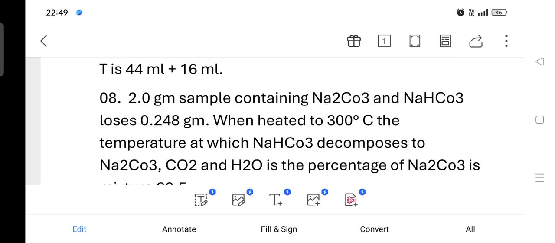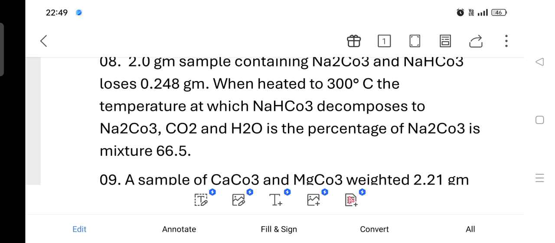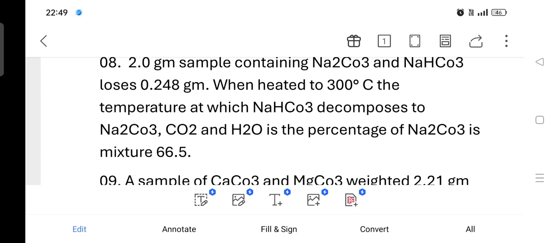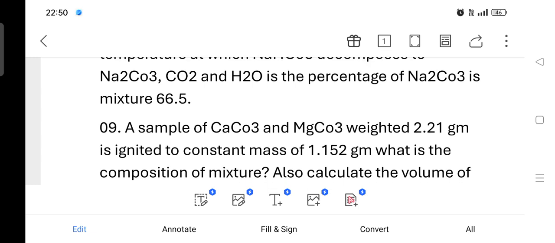2.0 gram sample containing Na2CO3 and NaHCO3 loses 0.248 gram when heated to 300 degrees Celsius, the temperature at which NaHCO3 decomposes to Na2CO3, CO2 and H2O. The percentage of Na2CO3 in the mixture is 66.5.